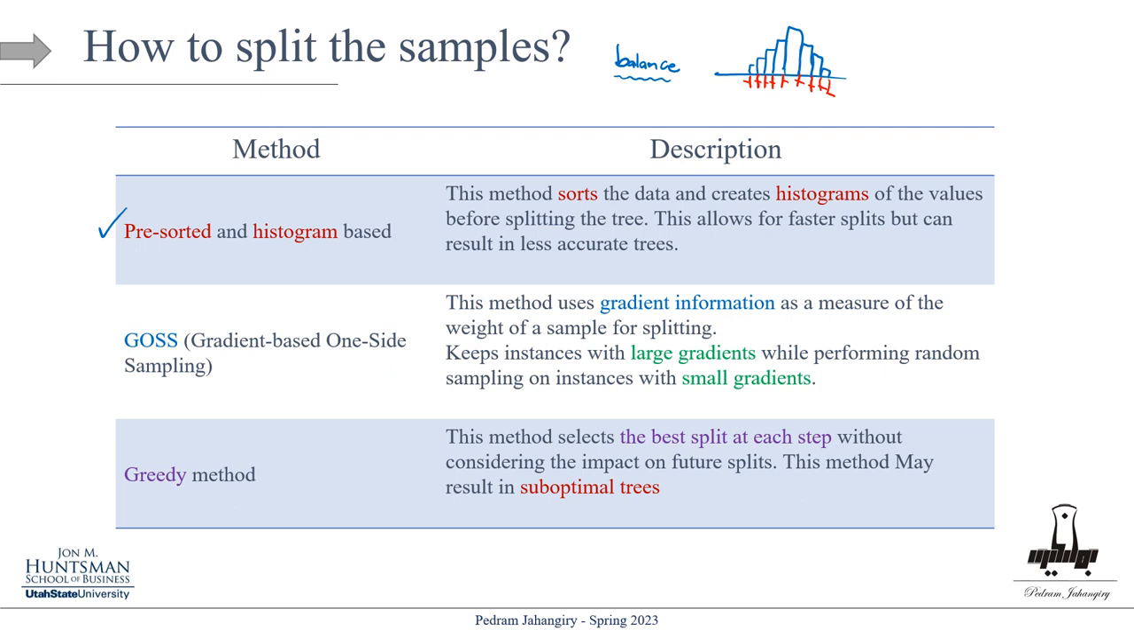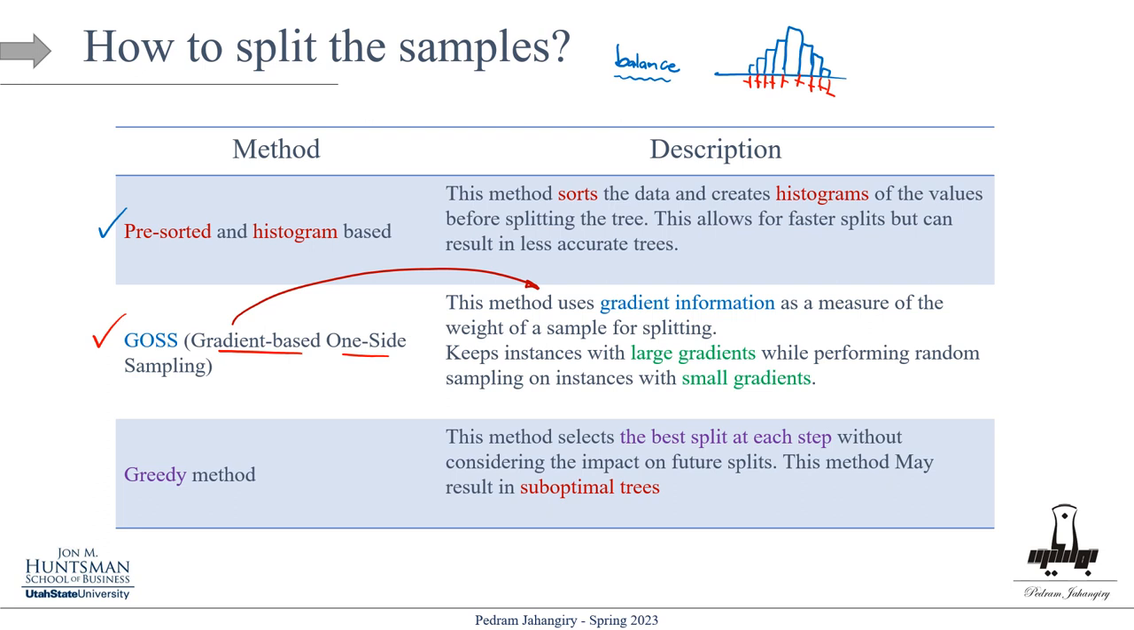The second one is GOSS. Now, this is a powerful one, and is most widely used. It is a gradient-based one-sided sampling. So let's break it down. What do we mean by gradient-based? What do we mean by one-sided? Okay, starting with the gradient-based. This method is going to use gradient information as a measure of the weights of the samples for splitting. So what does it mean?